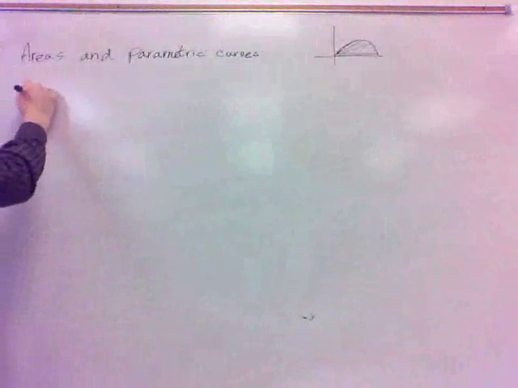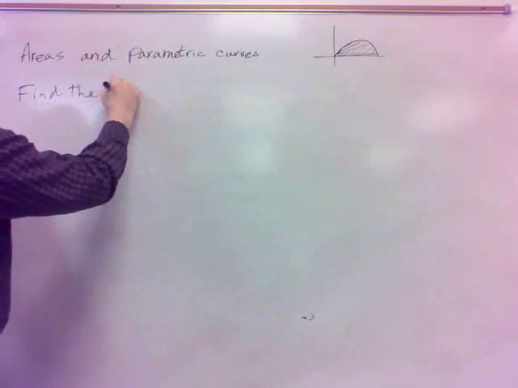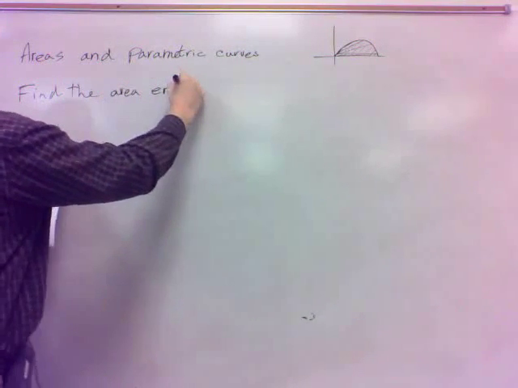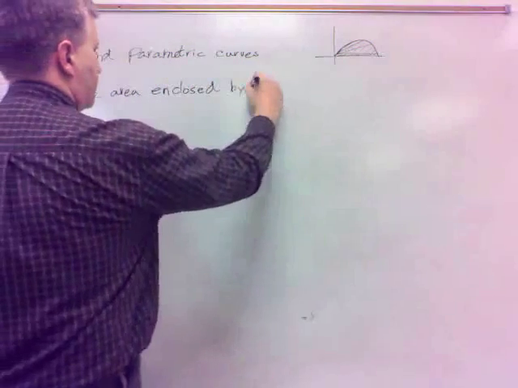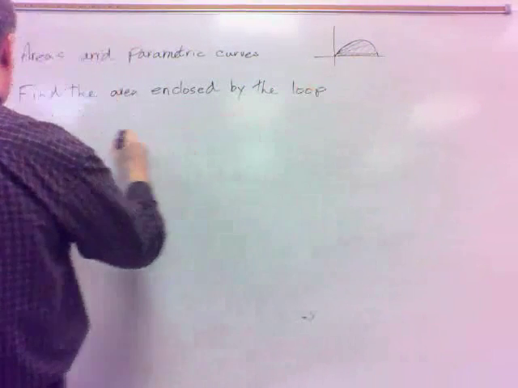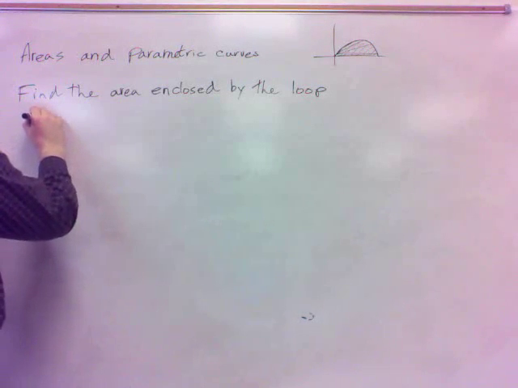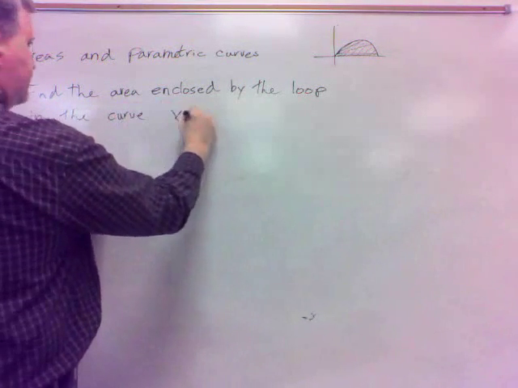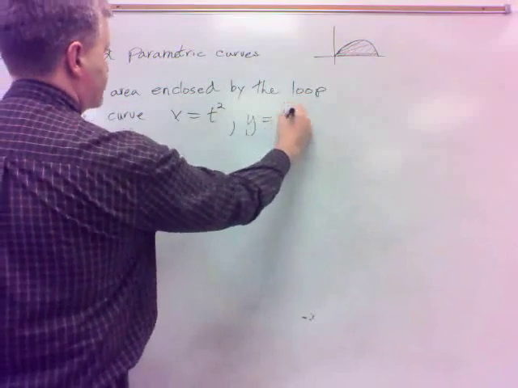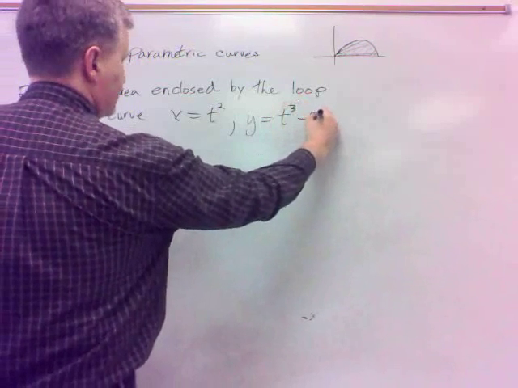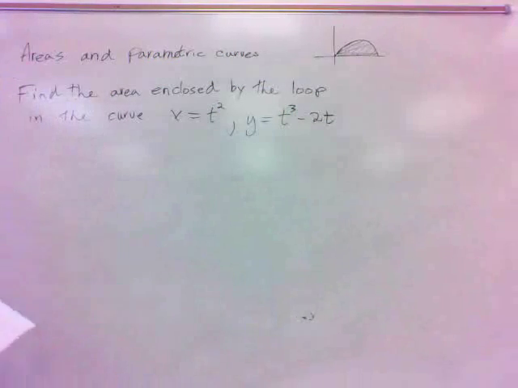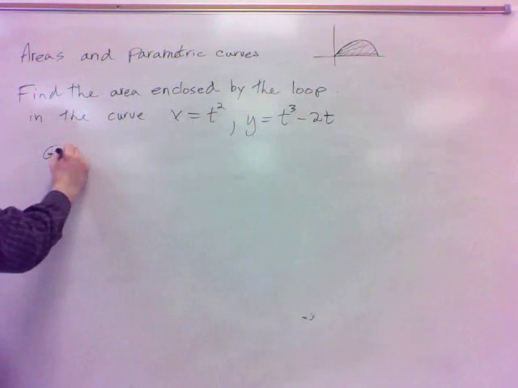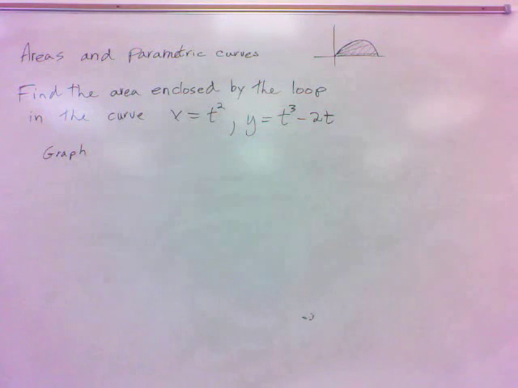Find the area enclosed by the loop in the curve x equals t squared, y equals t cubed minus 2t. All right, so let's first look at the graph. x equals t squared, y equals t cubed minus 3t.